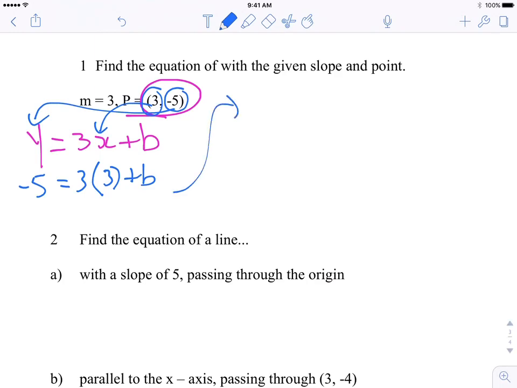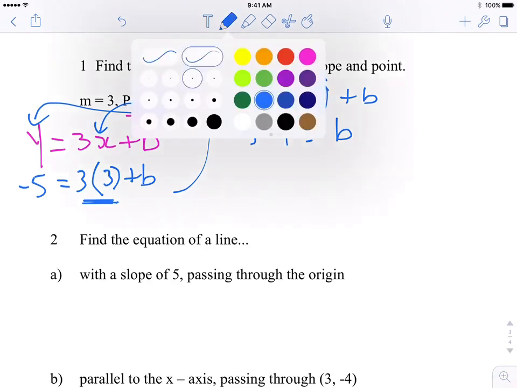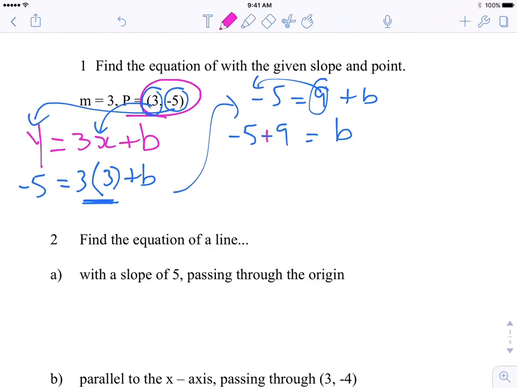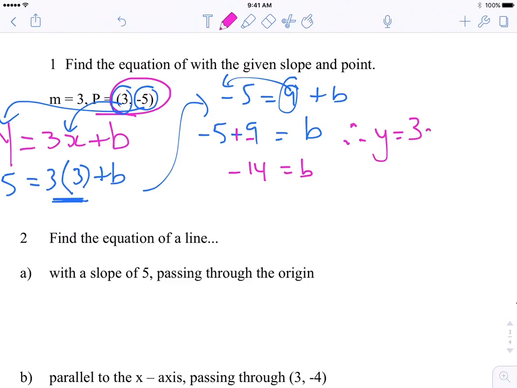Let's move that over here. Negative 5 equals, and then we know 3 times 3 is 9, plus b. I want to get the b by itself, so I bring the 9 over this side, and it becomes negative 5 minus 9. And negative 5 minus 9, again, when you're subtracting integers, change subtraction to addition, and the following to its opposite. So I have negative 5 plus negative 9 equals b, so negative 14 is b. Therefore, my equation, y equals, we know the slope is given to us, 3, and the y-intercept is negative 14. That's the equation of the line that we're looking for.